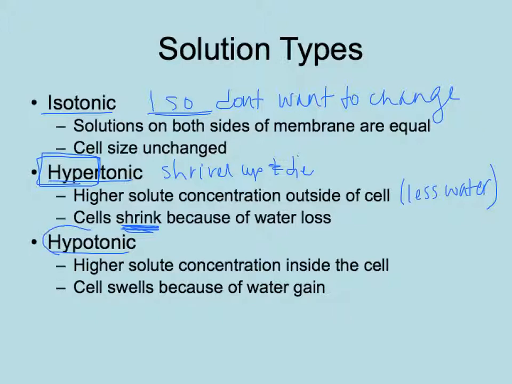Now, hypo is the opposite. Hypo is where there's a higher solute concentration inside the cell, which means that there is less water on the inside of the cell. Okay, it's key to note where the water is. On hypertonic, there's less water outside of the cell. On hypotonic, there's less water inside of the cell.